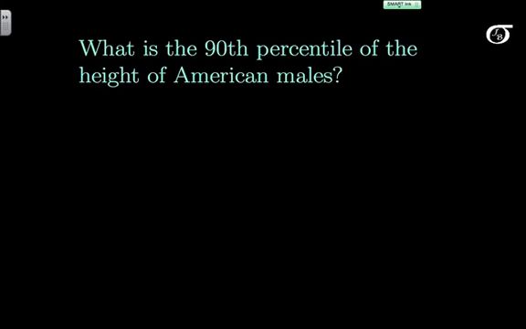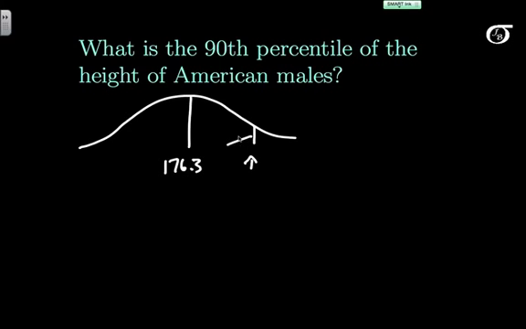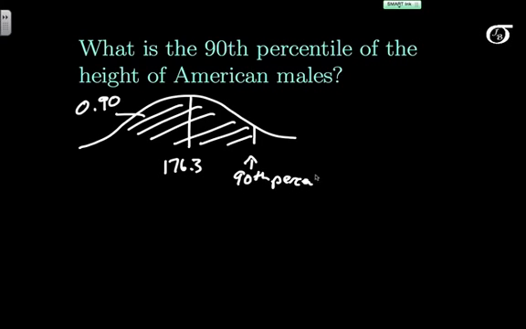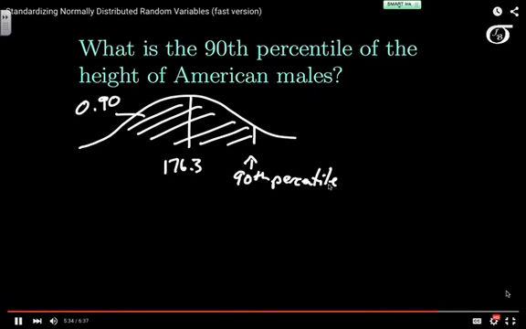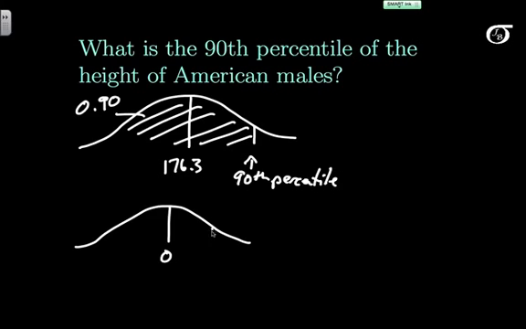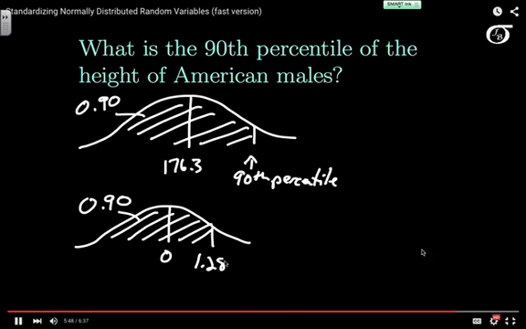Here's a different type of problem. What is the 90th percentile of the height of American males? Well, here's my distribution of the height of American males, and here's 176.3 in the middle. The value here that yields an area to the left of 0.90 is the 90th percentile. That's what I want to find. So one way we have of doing this is to find the 90th percentile for the standard normal distribution, and to 2 decimal places, that's 1.28. Where did he get that from?